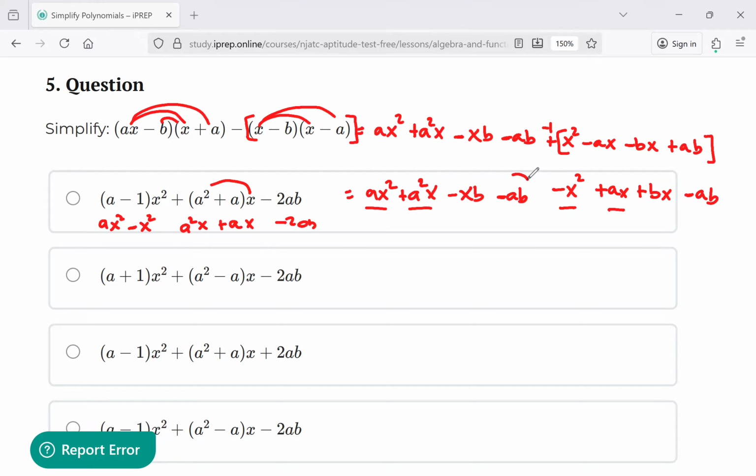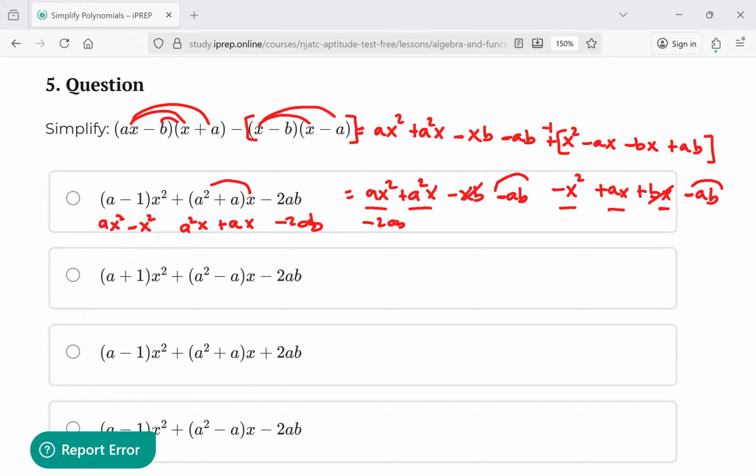You have one here, one here. That's definitely negative 2AB. And then this BX and the negative 1. Oh, this cancels. Negative XB is the same thing as negative BX, right? And a positive BX, that becomes 0. Oh, that is our answer. Because when you simplify it, it gives you this.